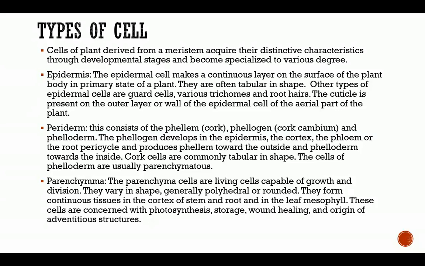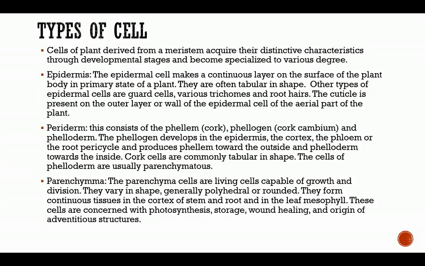We also have the periderm, which consists of the cork, the cork cambium, and the phelloderm. The cork cambium develops in the epidermis, the cortex, the phloem, or the root pericycle, and produces cork toward the outside and phelloderm towards the inside. Cork cells are commonly tabular in shape. The cells of the phelloderm are usually parenchymatous. This periderm is mainly associated with secondary growth of plants. At the onset of secondary growth, you begin to have the periderm, and in certain cases you will lose the epidermis at this stage of formation. So the periderm is another type of cell.